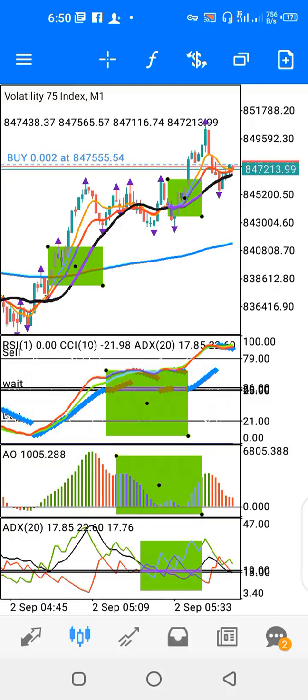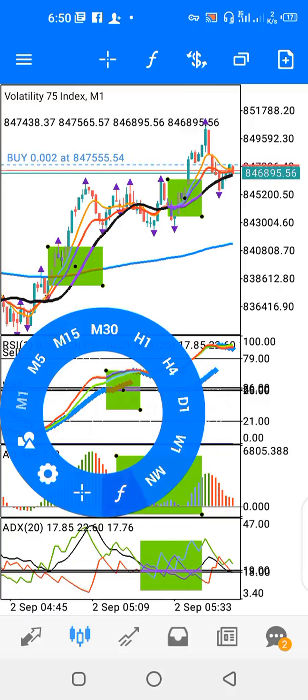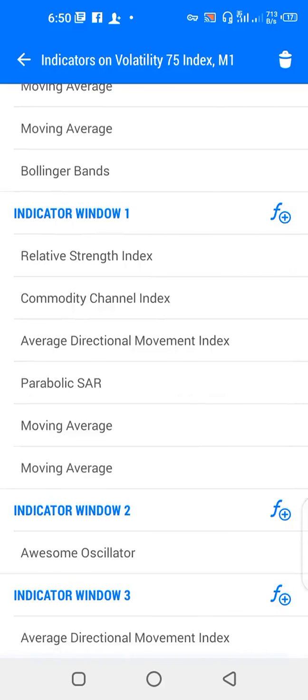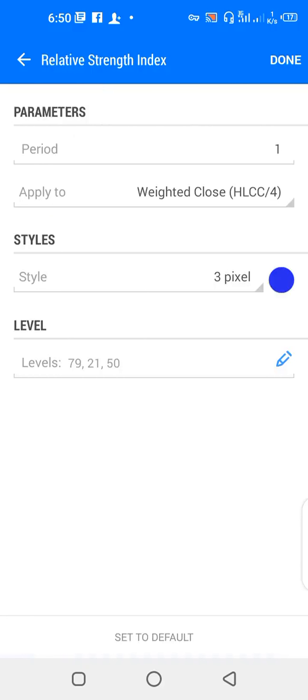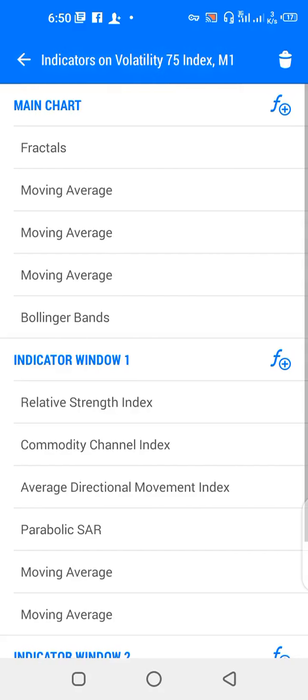For indicator window 1, let's look at the parameters. Let's look at settings. We have relative strength index, RSI, the period is 1, applied to weighted close. The color is blue. Let's look at the levels. We have 79, we have 21, we have 50, and the color is black. Okay, that's for the RSI.